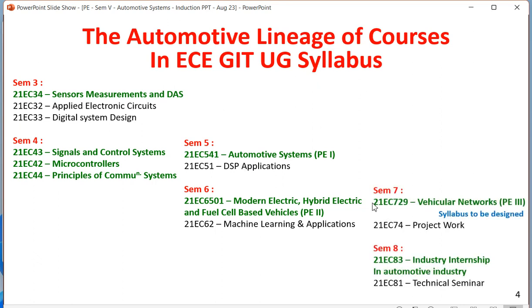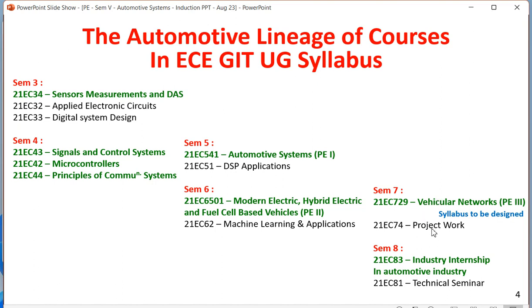For final year engineering in 7th semester, I'm going to design a subject. This syllabus is not designed yet, but definitely I'll do that. I'm going to mix vehicular technology with communication, and that will be called Vehicular Networks. How many vehicles together form a network, and how they exchange information among each other. In urban areas, this has a very big application, so you can define your project on that.